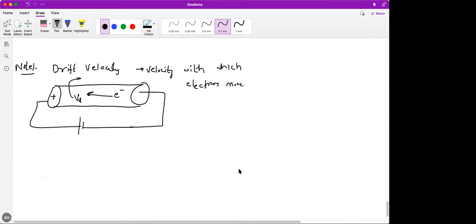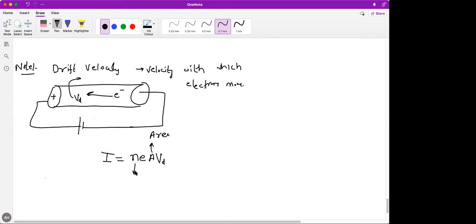Then we have derived a relation between current and drift velocity. Does anyone remember the relation between current and drift velocity? We have derived a very important relation. Yes, Noor, what was it? I = nAeVd. Very good. e is the electronic charge, A is the area.